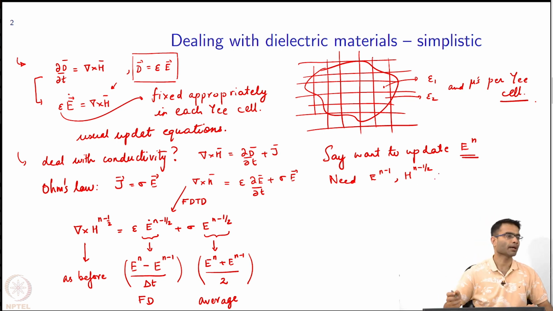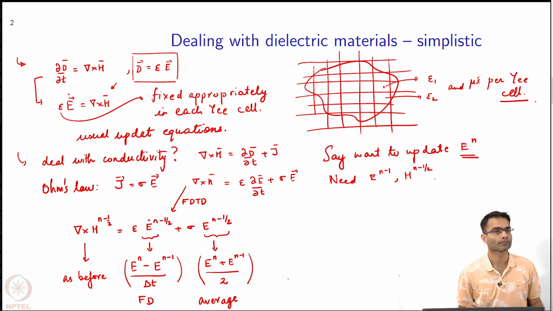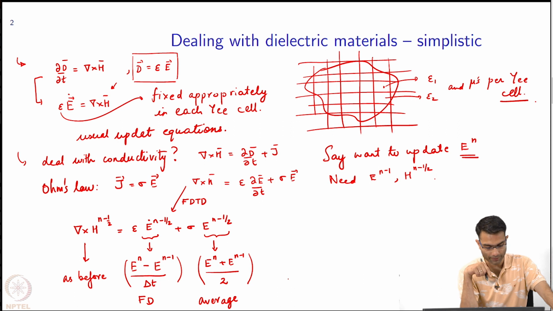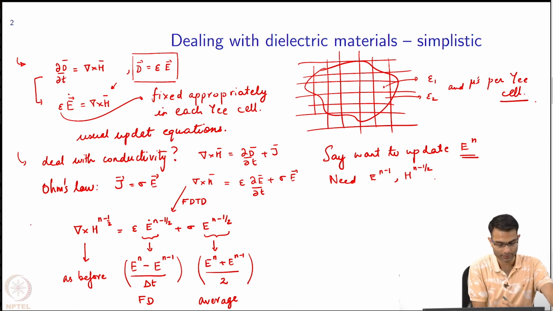So, my update equations are slightly modified from before just because I have a sigma term that has come in over here, okay. So, that is just some small thing to keep in mind. So, this is your simplistic way of dealing with dielectric materials, okay. Questions? Okay.